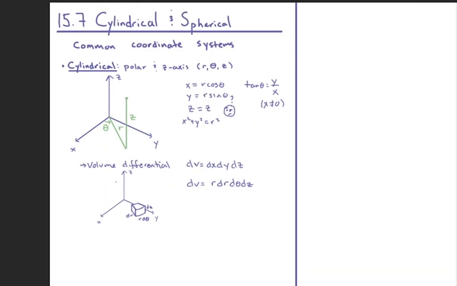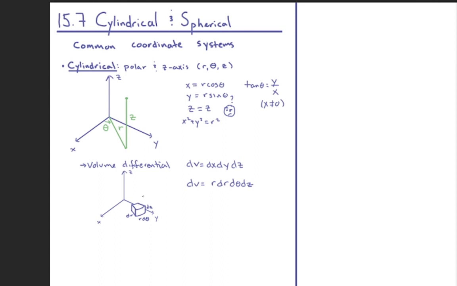But what matters to you in calculus class is being able to calculate volumes and masses and charges in solids and surfaces sometimes that use cylindrical coordinates, because people build things out of cylinders. So here's what you need. You need the volume differential.